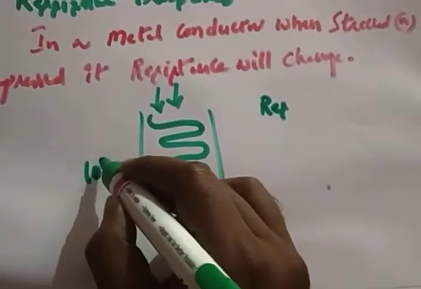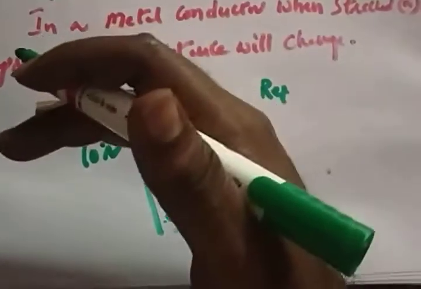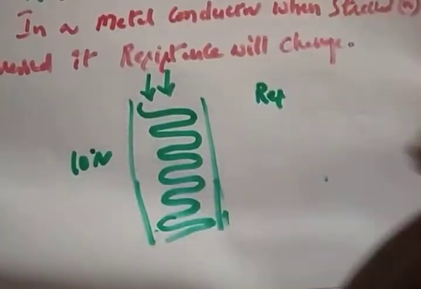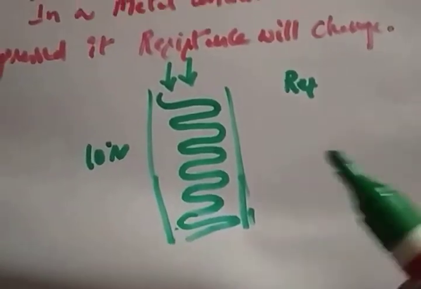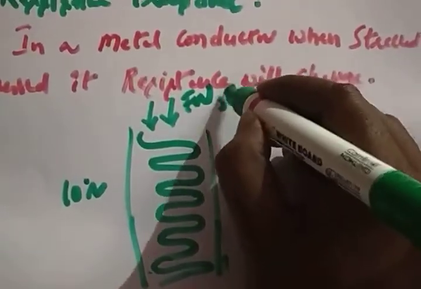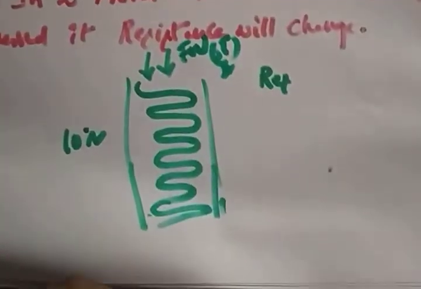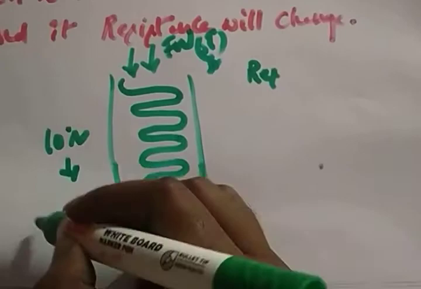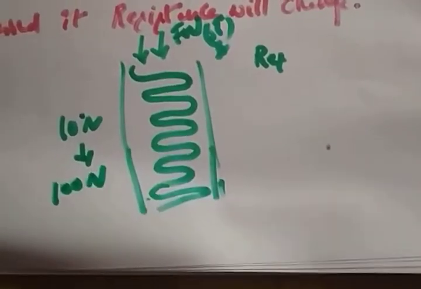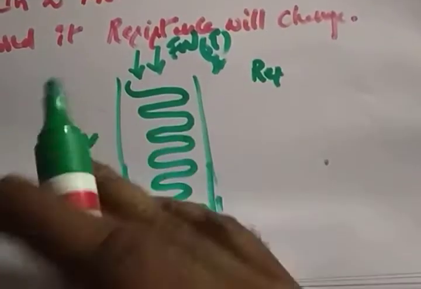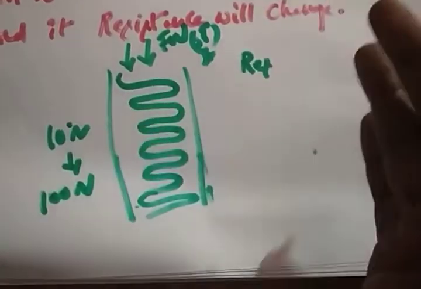Initially, its resistance is 10 ohms. When you stretch it, your resistance will increase or decrease. Initially it is 10 ohms, right? If a force, either stress or strain, is applied, your resistance will definitely change. How much will it change? The resistance goes up to 100 ohms. How can this change in resistance be measured? With the help of a Wheatstone bridge.